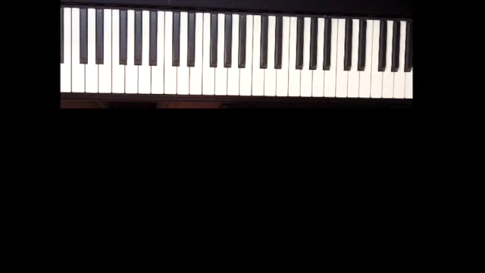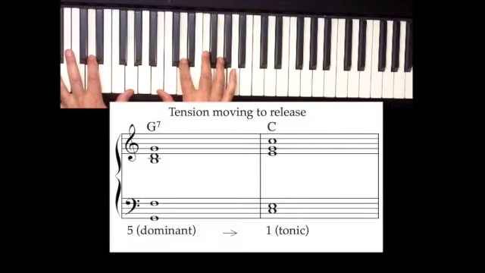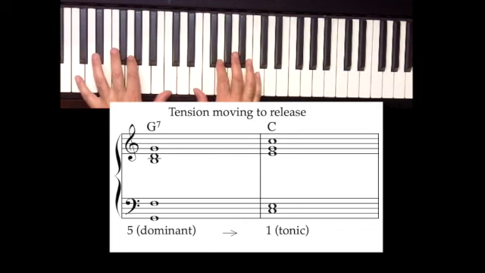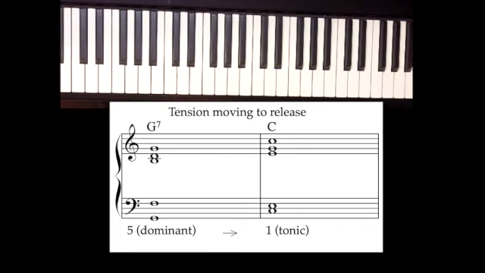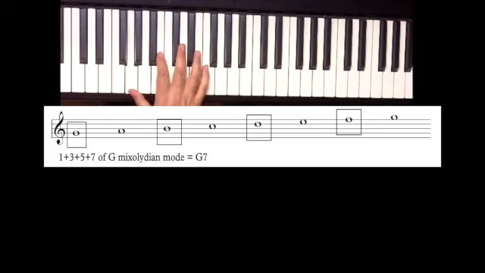I've been describing 5-1 as tension to release. So the 5 chord is tension and the release is on the 1. Dominant equals tension, tonic equals release. And because 5 wants to go to 1, we add tension to this 5, and there are ways of doing this. So let's go back to our G7 chord.